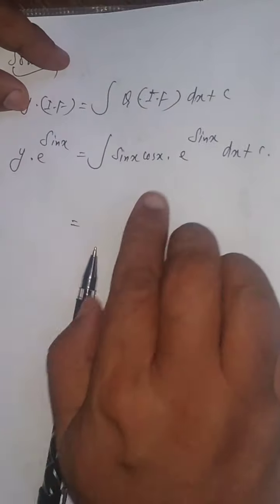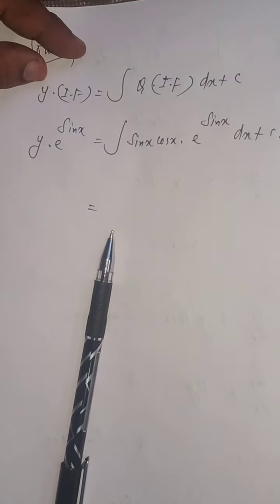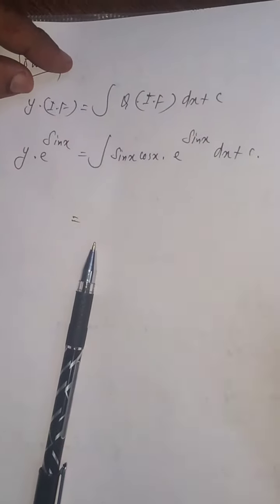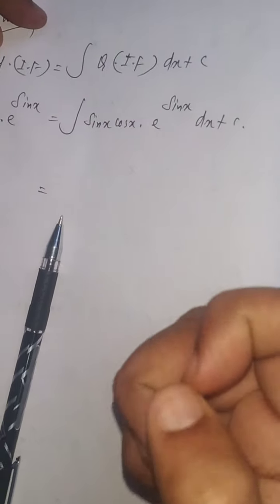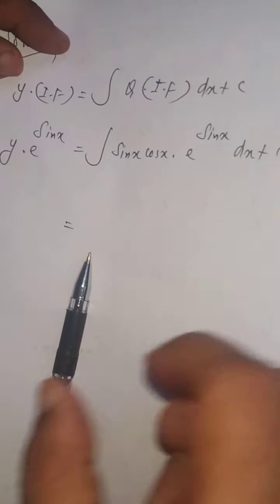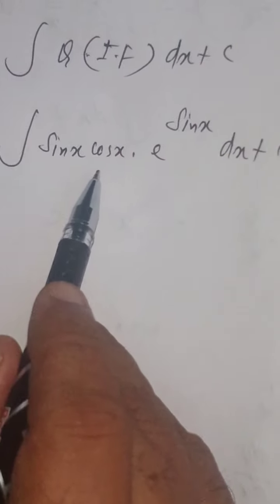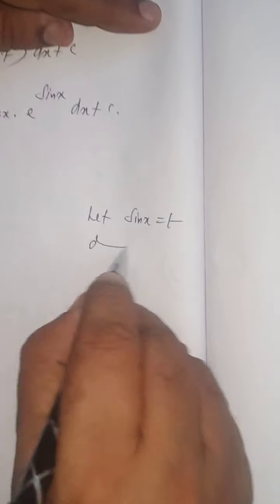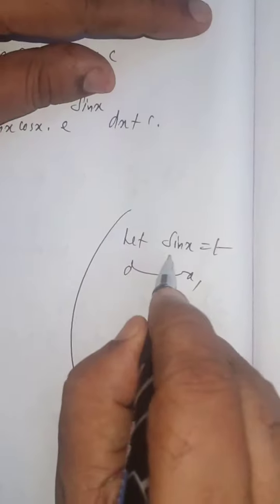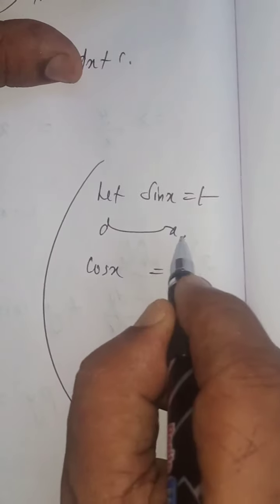Now e power sin x into sin x cos x, there is no direct formula. Already I told you, if there is no direct formula, we can go for the substitution method. In the substitution method, which one to consider as t? Definitely sin x as t, because the differentiation of sin x is cos x. So let sin x equal t. Differentiate with respect to x. Sin x differentiation is cos x.